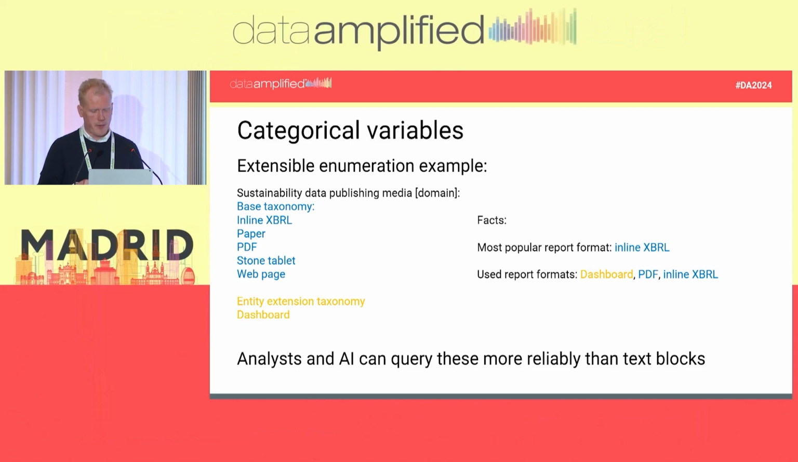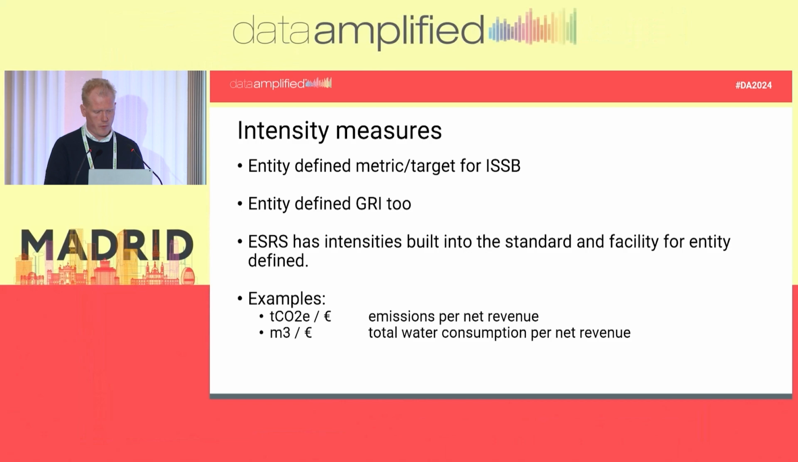And again, that mechanism of extending an enumeration is used in at least 2 of the sustainability taxonomies to say, well, if there's a list of metrics, I want to add my own metric in there. So it's just being aware of this mechanism, that it exists and why. And I'll show an example on that along with intensity measures. So hopefully everyone's seen intensity measures now.